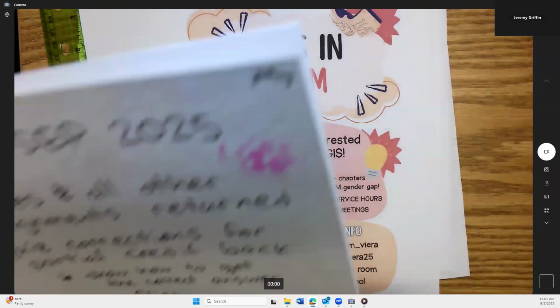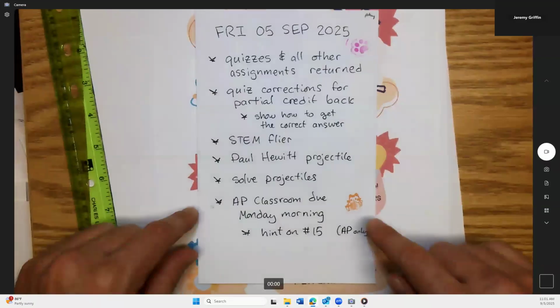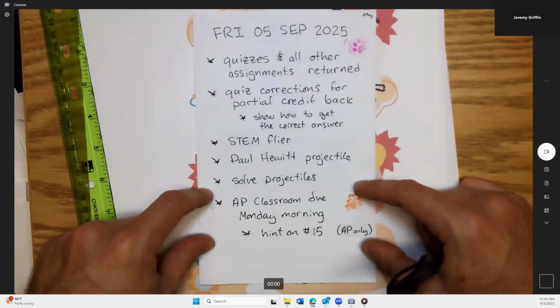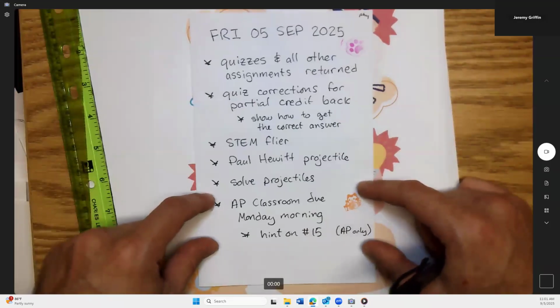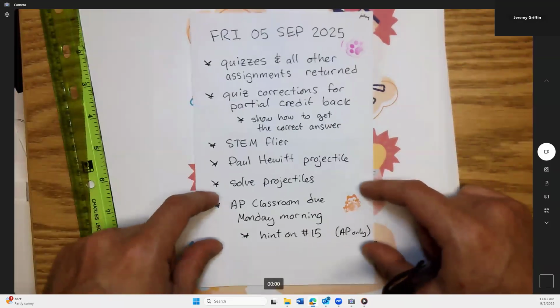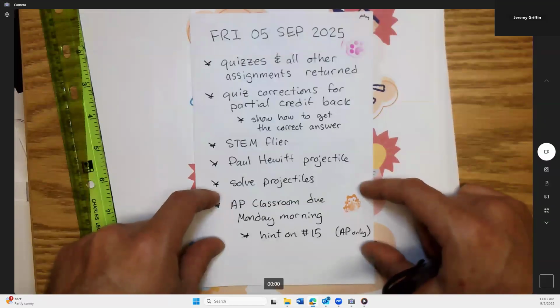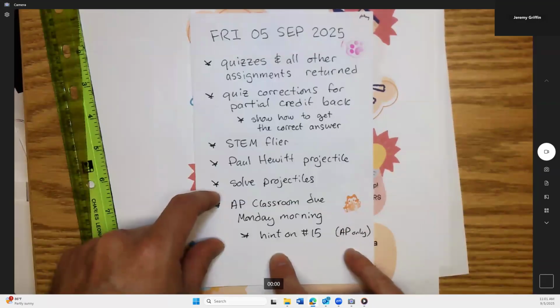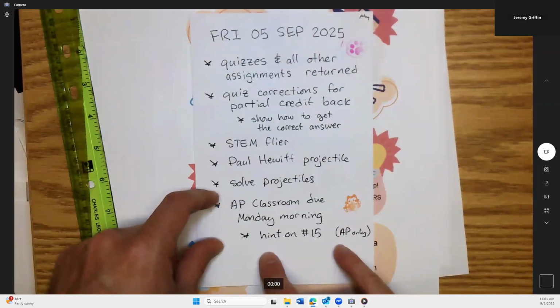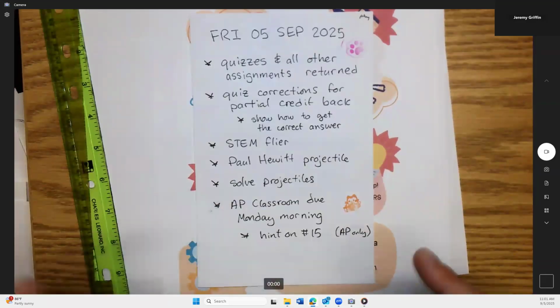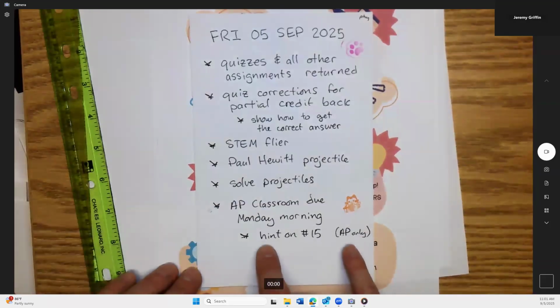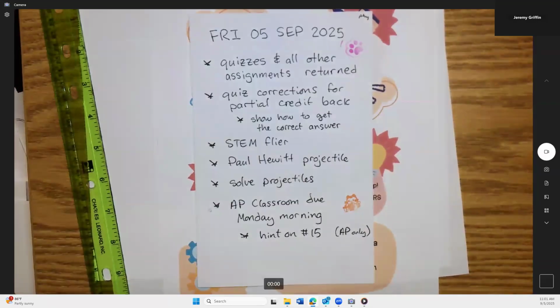AP guys, what's due by the time you come to class on Monday? Yeah, AP Classroom. There are a few things open, but I think there's only one with a due date, and that would be this coming Monday. It's a progress check for Unit 1, which is linear motion and projectiles, and we'll do some projectiles today. Actually, I want to give you a hint on one of those questions. You know the Unit 1 progress check on AP Classroom is due over the weekend, so by the time you come to class Monday, because I want to go over the answers on Monday.